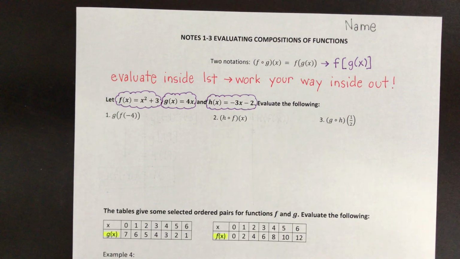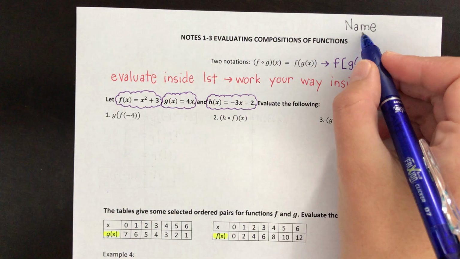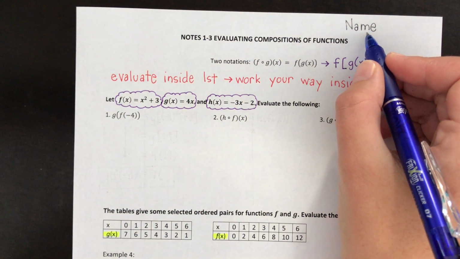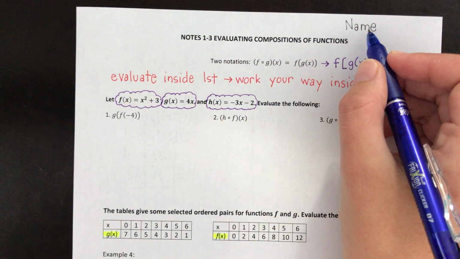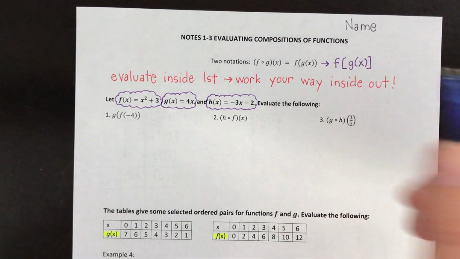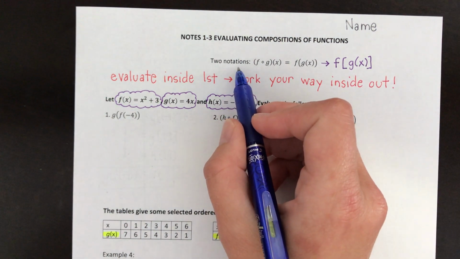Hey everyone, we're looking at notes 1-3, evaluating compositions of functions today. I just want to remind you before we begin that your name needs to be in the upper right hand corner in pen. So function composition, when we do function composition, you'll see these two types of notations.